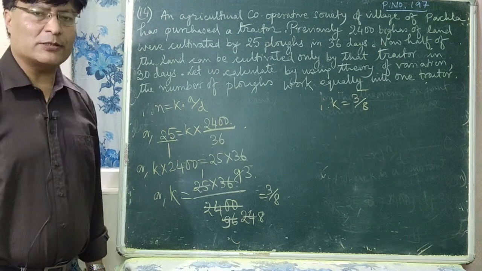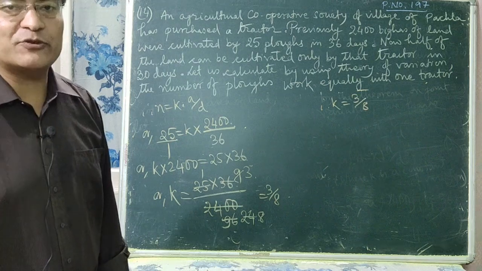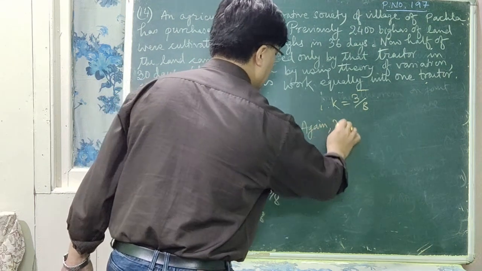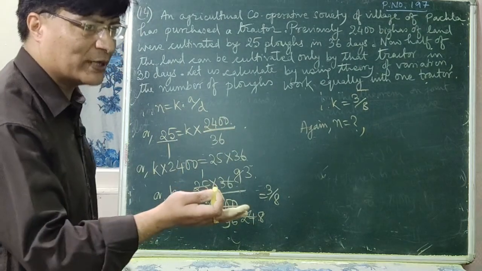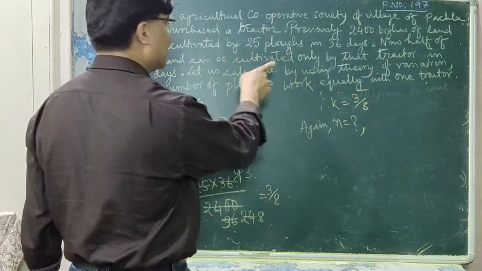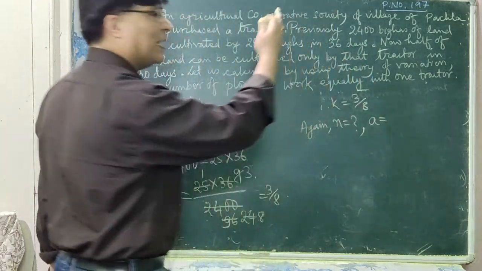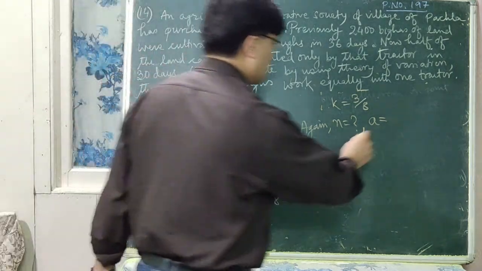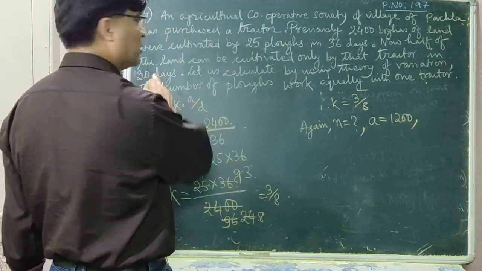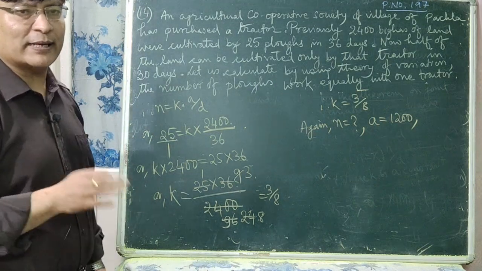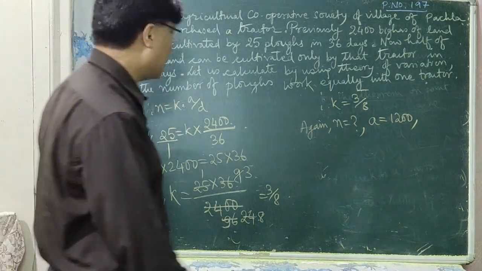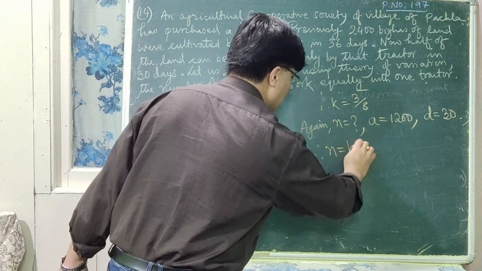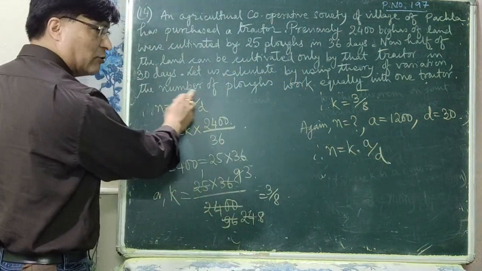Now we have to find out the number of plots that work equally with one tractor. That is, you have to find out the value for n, so write down again: n equals question mark, with one tractor. Now half of the land can be cultivated. Half of the land means a is equal to, earlier it was 2400 bighas of land to be cultivated. Half of the land means 1200. In how many days must it be finished? Now in 30 days. In 30 days, this 1200 bighas of land can be cultivated only by that one tractor, right? So d is equal to 30. Is that clear? So let us use this relation: n is equal to k into a by d. This is the important relation here.